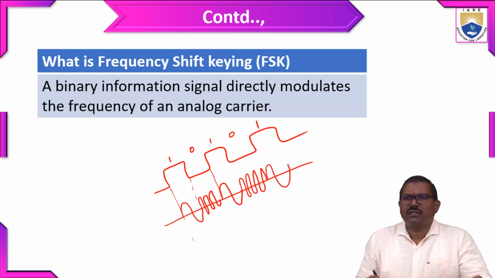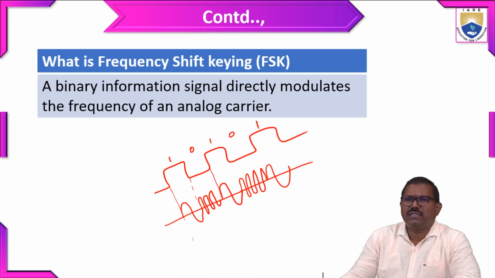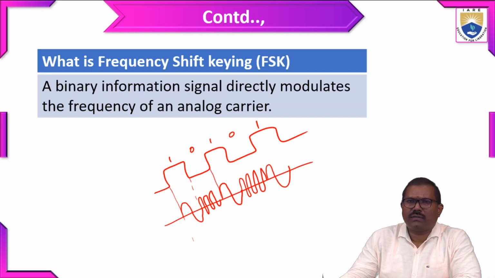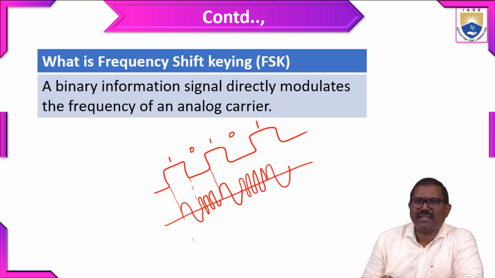Like that. So here we can say for symbol 1 having one frequency and symbol 0 having another frequency. Two different frequencies are used for representing symbol 1 and symbol 0 in FSK. Okay, so here the binary information signal directly modulates the frequency of an analog carrier. Here the below one is the carrier signal. How the FSK shifts from 1 to 0.